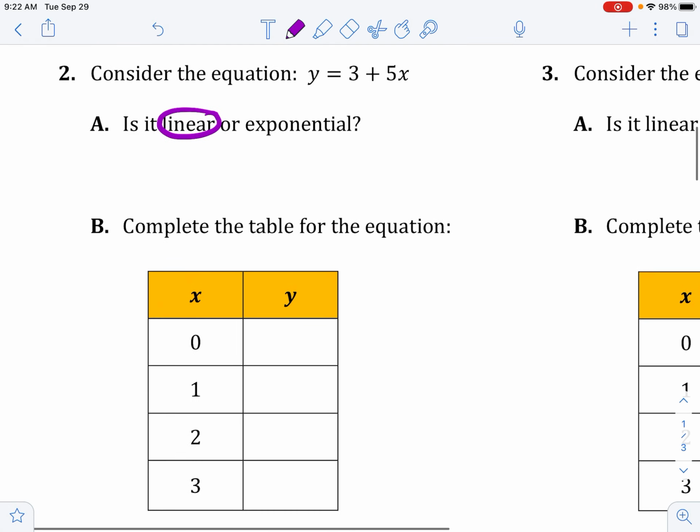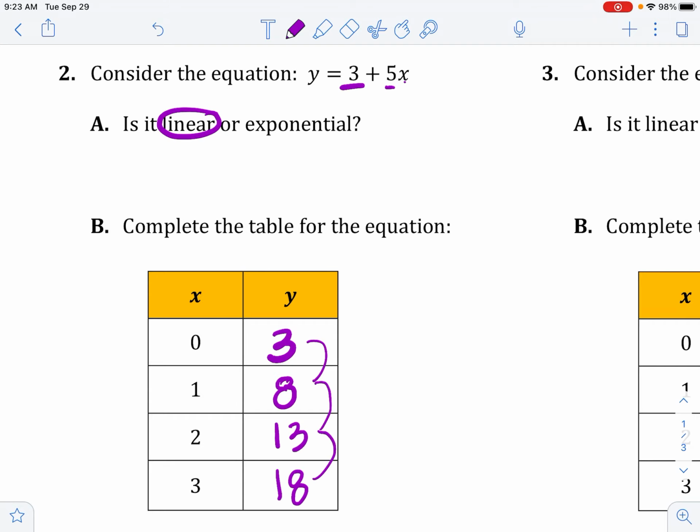Complete the table for the equation. So we're going to say when we plug in 0, what do we get? Or you can just know that that's the initial amount. So 3, right? 5 times 0 is 0, plus 3 is 3. Plug in 1, I get 8. Plug in 2, I get 13. Plug in 3, I get 18. Now really, I don't have to plug in 2 and 3. I can say my constant change is 5, so once I have this 3, I can say plus 5, plus 5, plus 5.